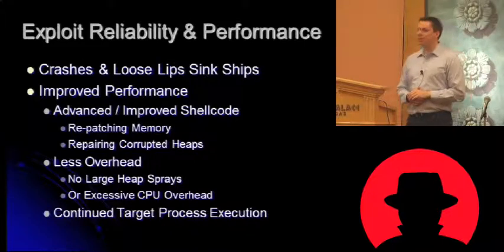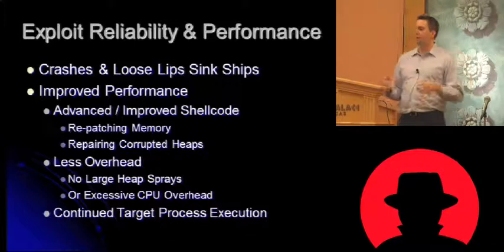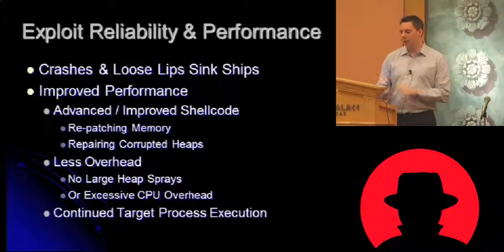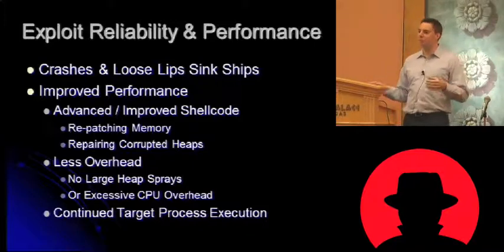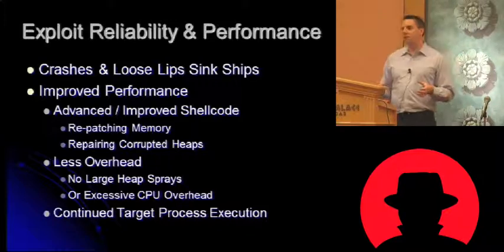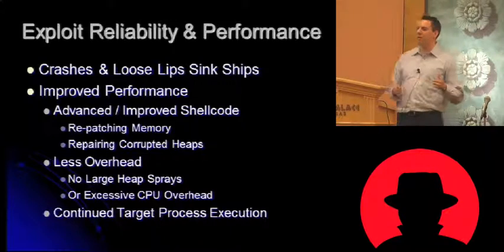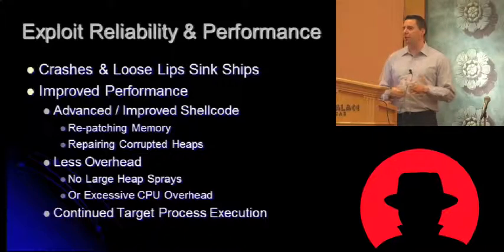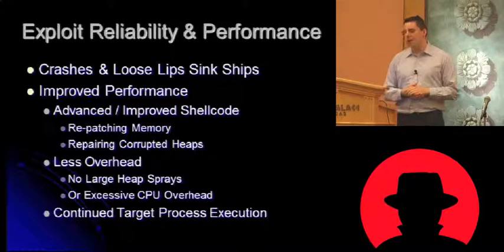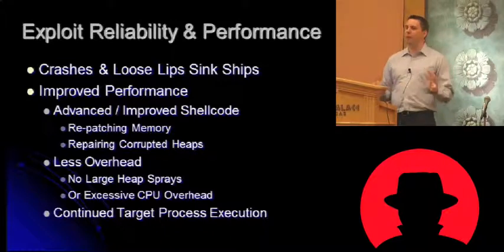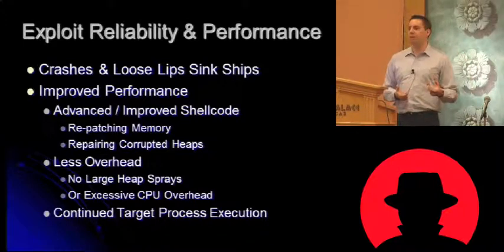So reliability and performance is huge in the automated exploitation space. The quote I've got here, crashes and loose slips sink ships. The last thing you want happening if you've just spent a lot of money or spent a lot of time researching a new vulnerability that's not fixed by the vendor is for it causing crashes all over the internet, which are automatically getting reported to Microsoft so they can go and fix the bug. So reliability and performance is something that these guys look at very, very closely, and they'll focus on how they can improve the performance of the code. So improve shell code that may involve repatching of memory to ensure that the process remains stable post-exploitation. A good example of this is repairing of corrupted heaps.